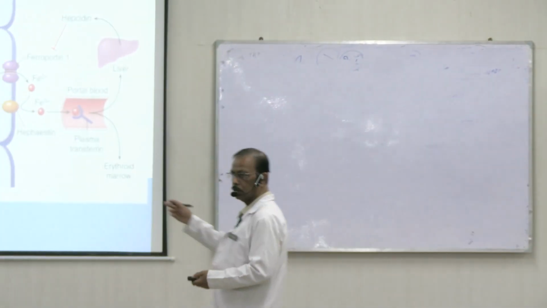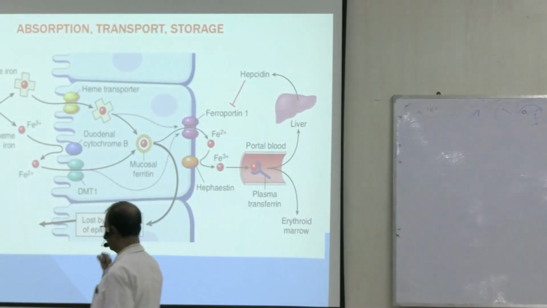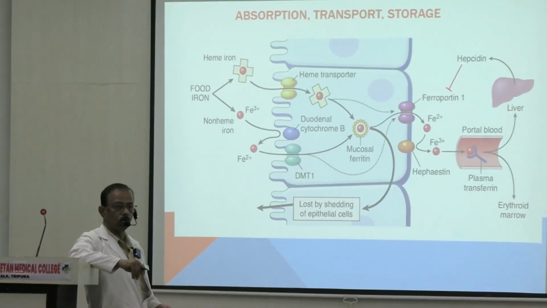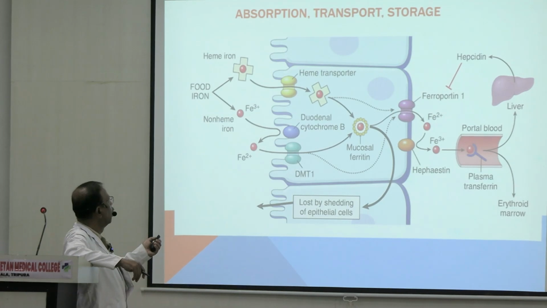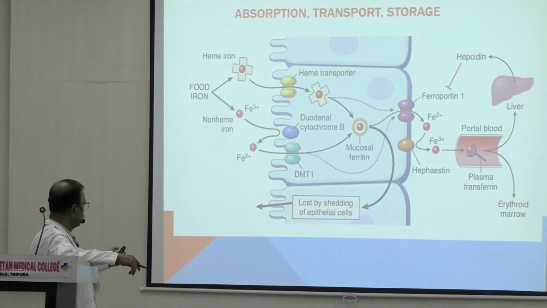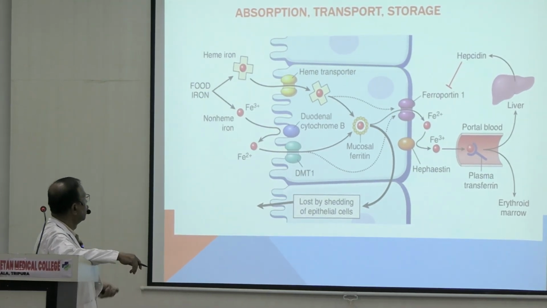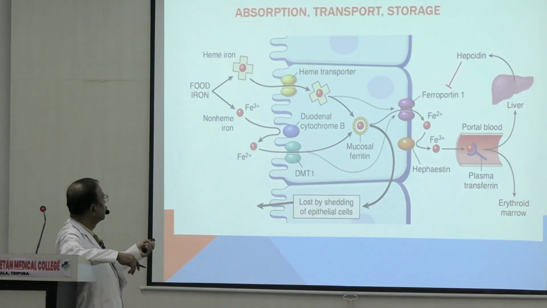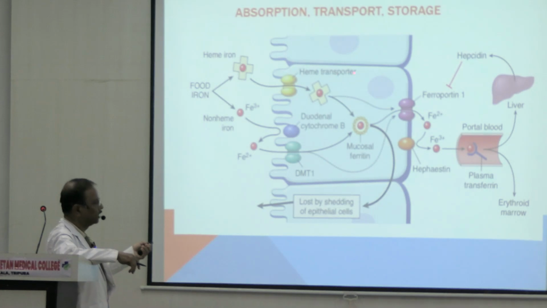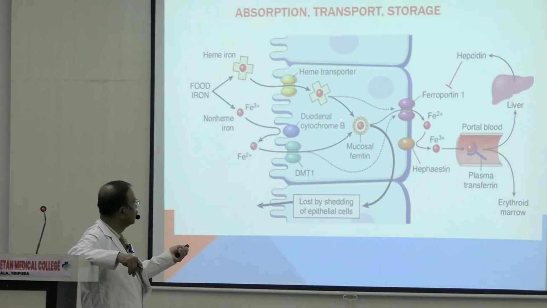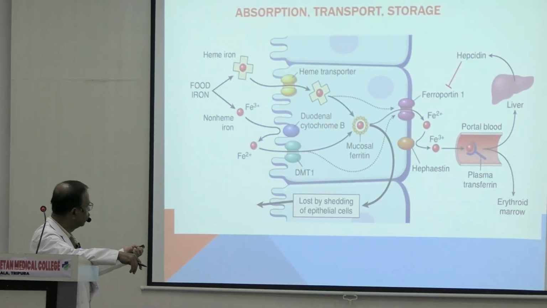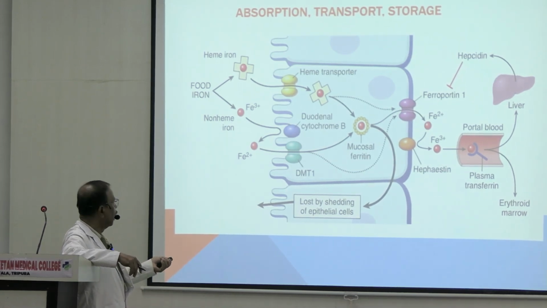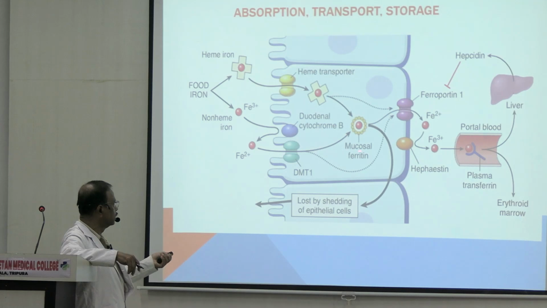Now here is again the last slide, a bit modified one. Some of the iron containing molecule like heme, it can get absorbed in the enterocyte directly through heme transporter. After getting in, the iron is released and it is converted into ferric form and it is deposited as ferritin.